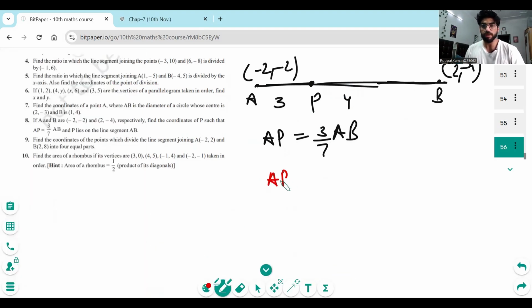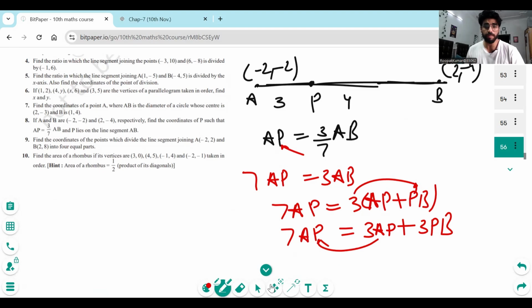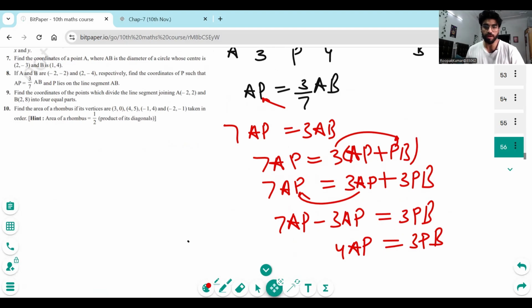So you can do AP cross multiply: 7 AP is equal to 3 AB. Now AB is made up of what? AB is made up of AP plus PB, right? 7 AP, this will be 3 AP, and you multiply 3 with this, it is 3 PB. This came here. So 7 AP minus 3 AP is equal to 3 PB. This 4 AP is equal to 3 PB, or BP, whatever you like to call it.